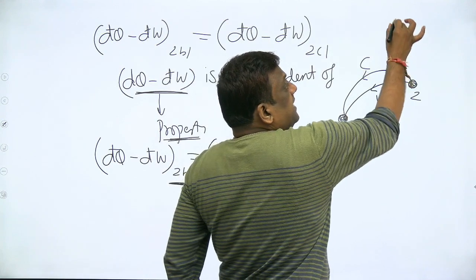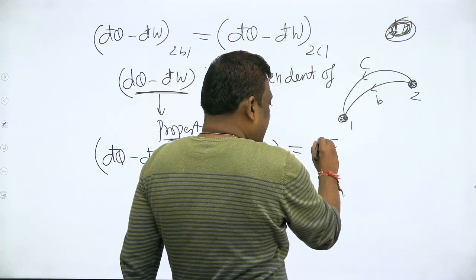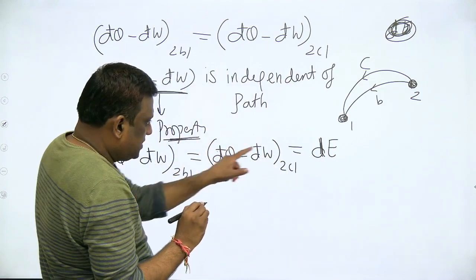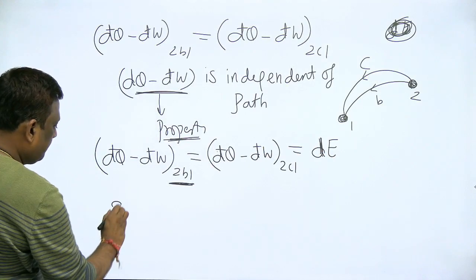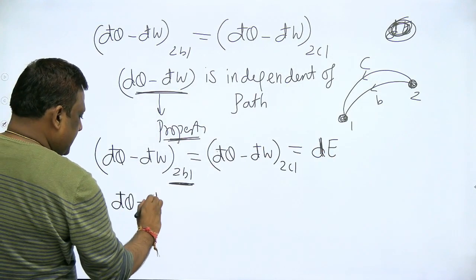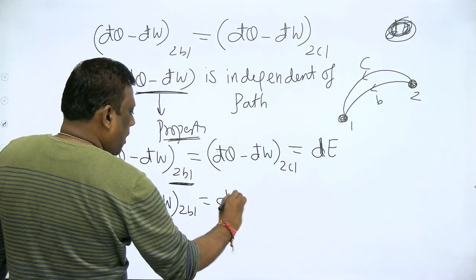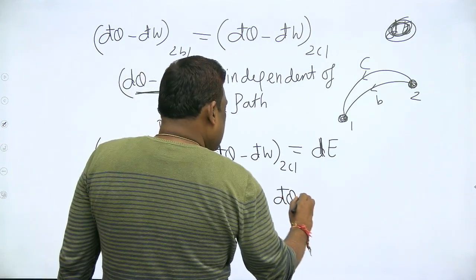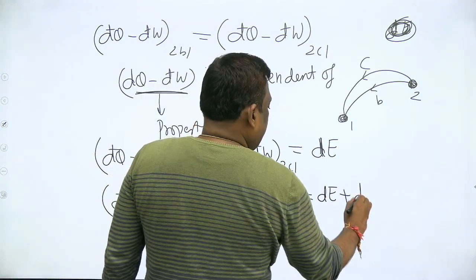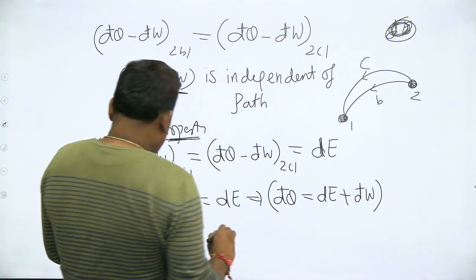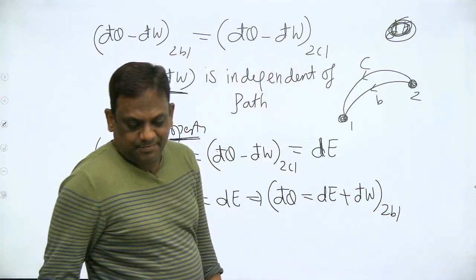I never wrote D dash E because energy is a property. Energy is a property. Therefore, I wrote DE. So just to distinguish, D dash Q is not a property, it is a path function. So now I write D dash Q minus D dash W for 2B1 is equal to DE, or D dash Q is equal to, you take it to that side, DE plus D dash W, and this is for 2B1.